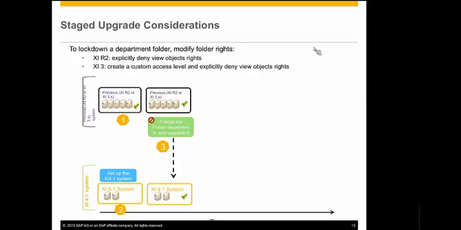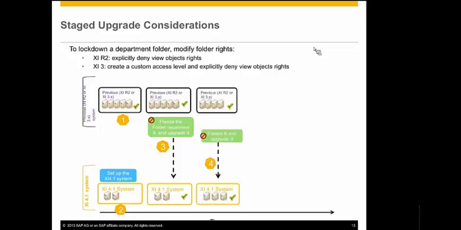A full system upgrade, considerations are very simple. You had a previous XI R2 or XI 3 system, you build up a new system, you build in a freeze period, and upgrade all content from XI into BI 4.1. You stop your old system, you bring your new system live, and you're done.